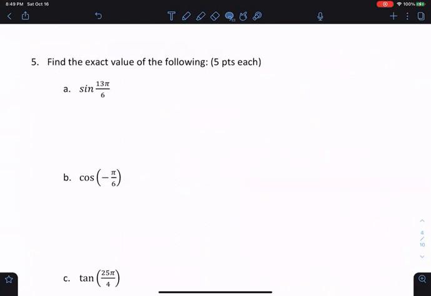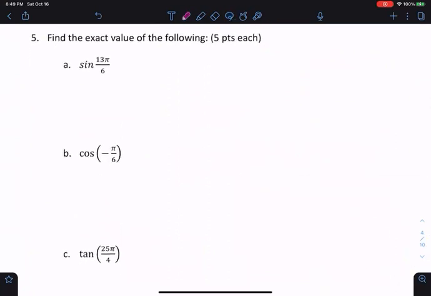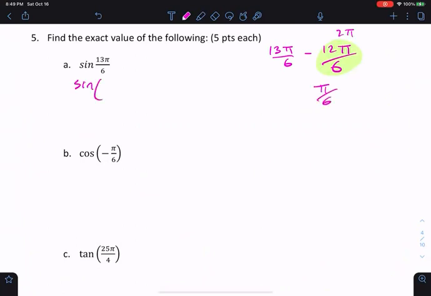So this is very straightforward. Again, this is just a coterminal angle. So I'm gonna work 13 pi over 6 minus 12 pi over 6. This guy represents 2 pi, okay? So that's gonna be pi over 6. Therefore, you can say sine this thing is the same as sine pi over 6. You know what sine pi over 6 is. So that's gonna be 1/2. Done, right?